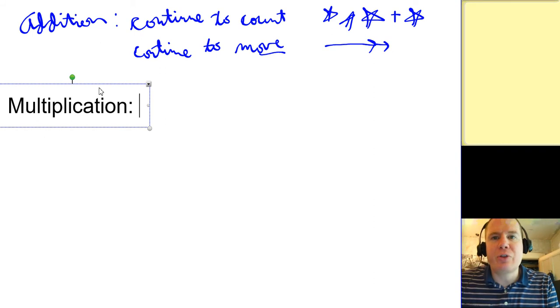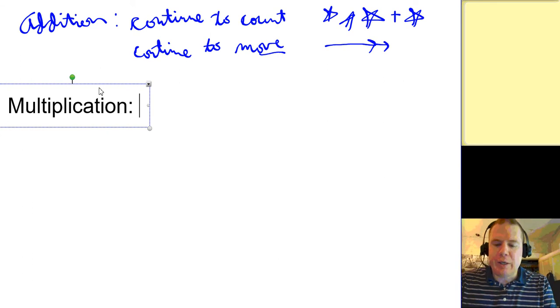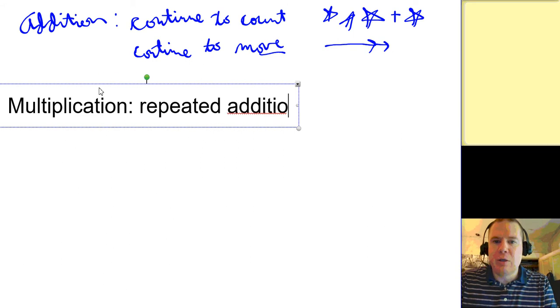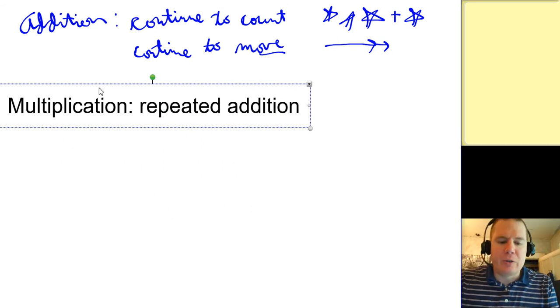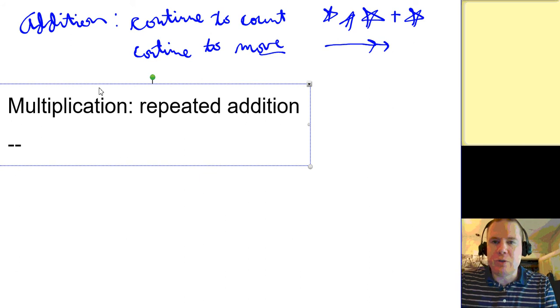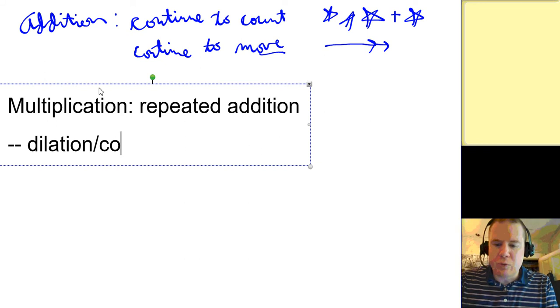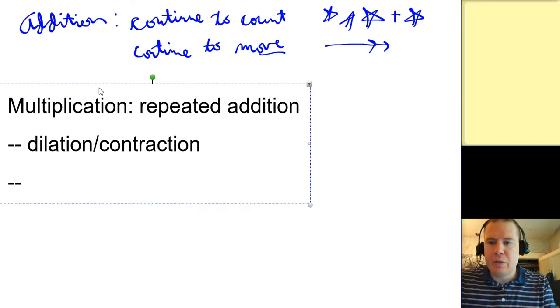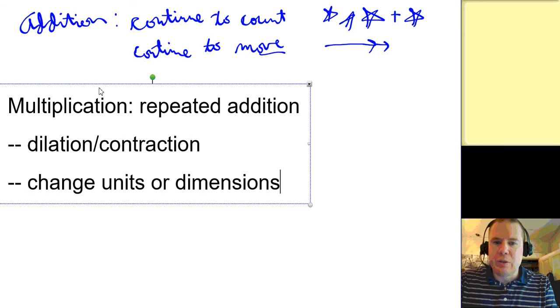Multiplication actually has 3 definitions. The first one is probably the one you're thinking of if you're trying to think of the definition, and that is repeated addition. Okay, so I'll give the other definitions and then we'll get into how these relate to each other, how 3 definitions can all apply to the same operation, and then we'll look at that. So dilation or contraction, and then change units or dimensions.